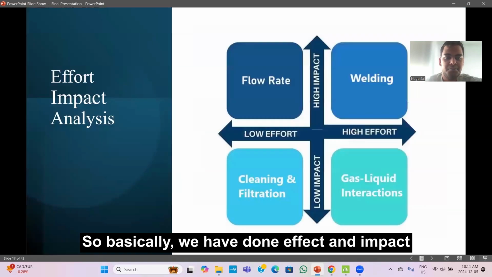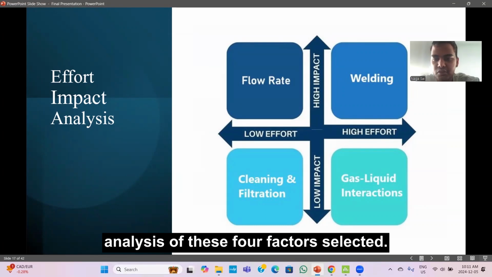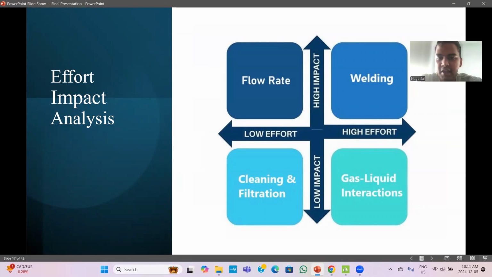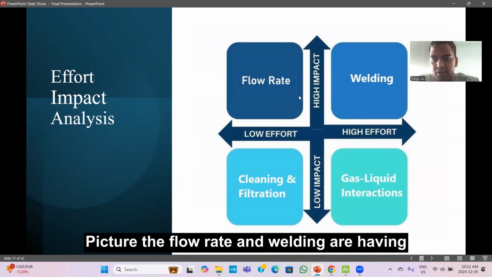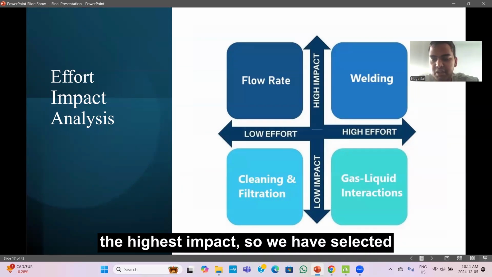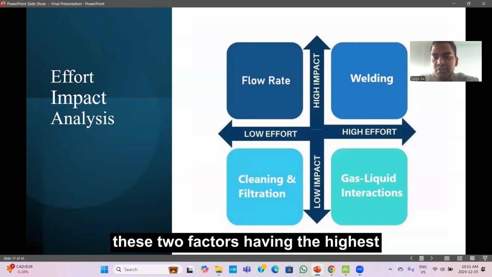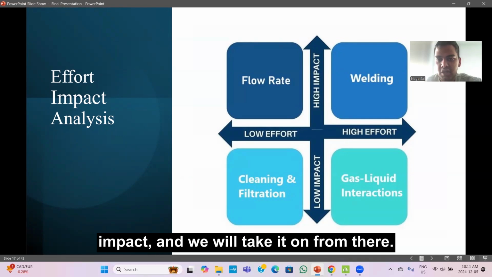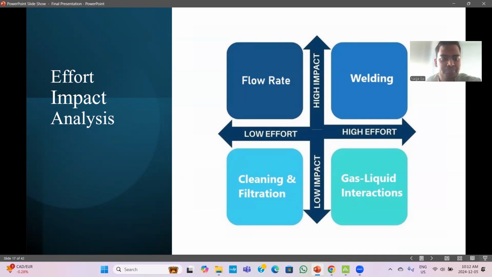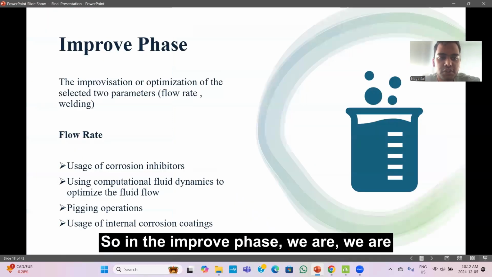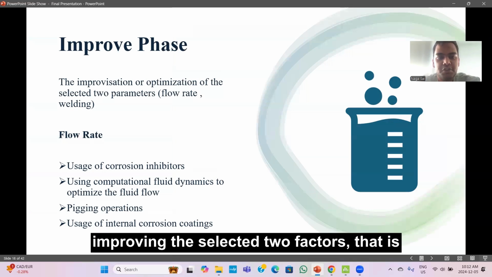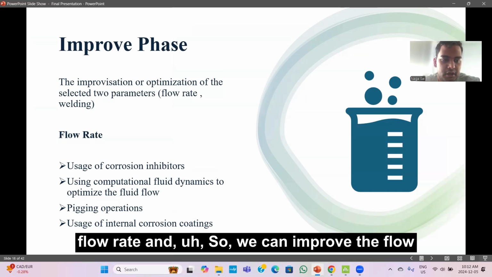We have done effect and impact analysis of these four selected factors. As you can see from this picture, the flow rate and welding have the highest impact. So we have selected these two factors, and we will take it on from there. In the improve phase, we are improving the selected two factors, that is flow rate and welding.